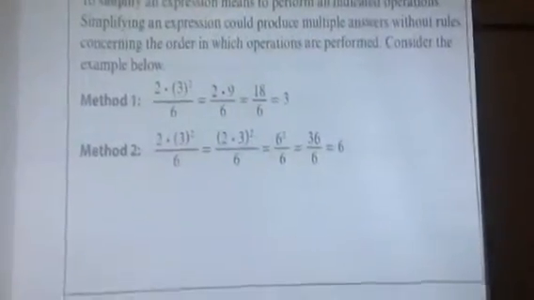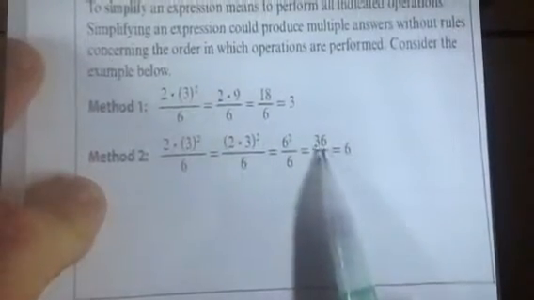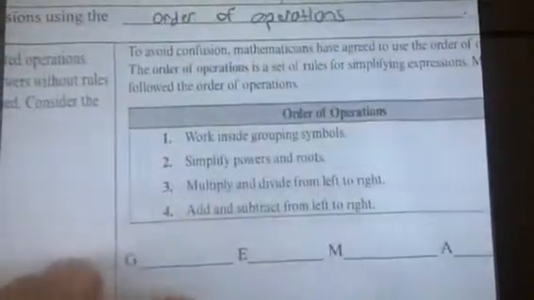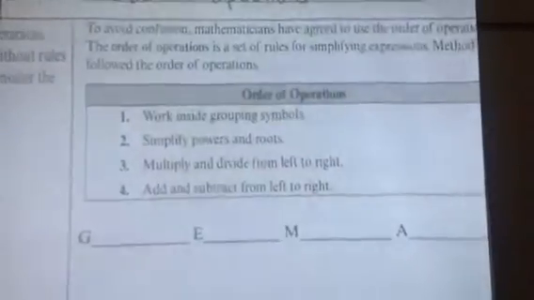Now, as you see here, these are two different ways that method 1 got the answer 3, method 2 got the answer 6. So how do we know which one of those is right? Okay, this is the same problem with two different answers. So how do we know which one is right? Well, we've got to follow our order of operations. Like it says, to avoid confusion, mathematicians have agreed to use the order of operations.